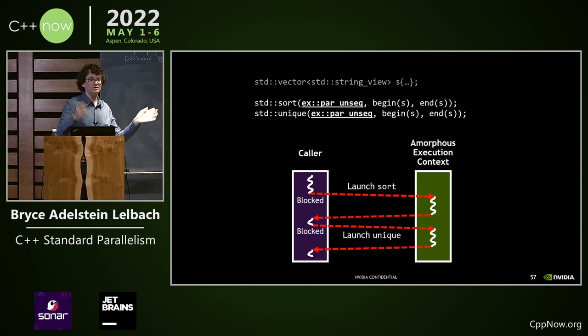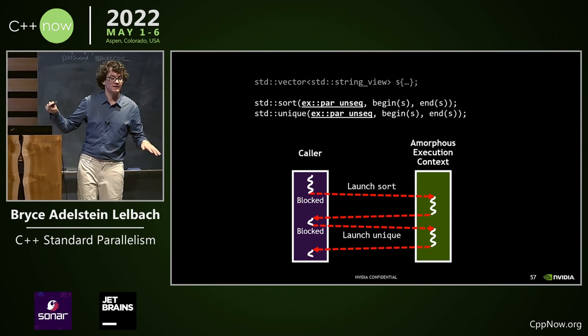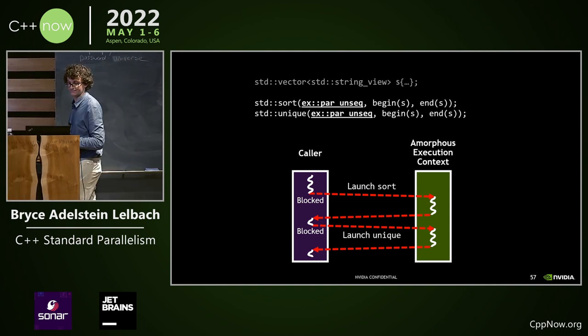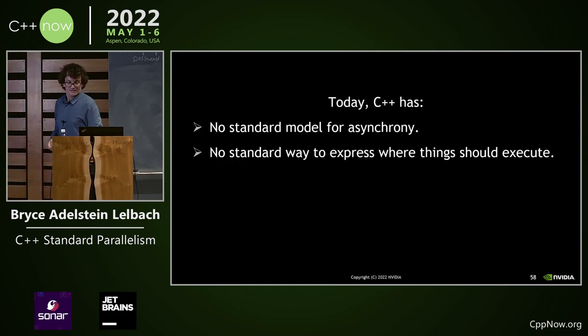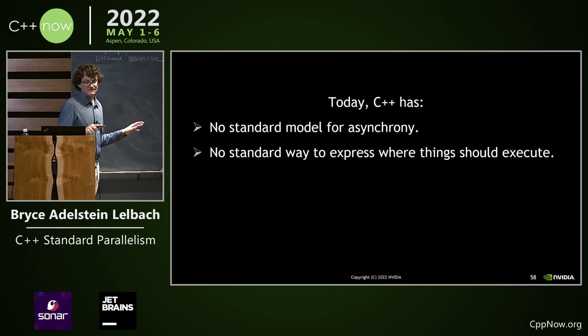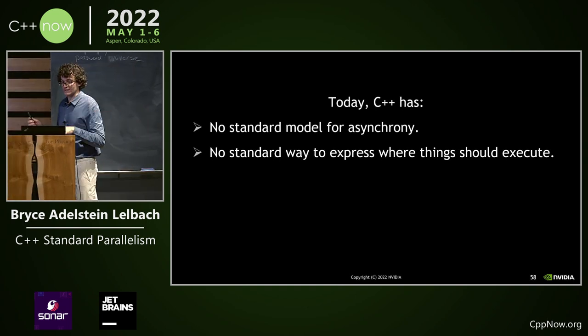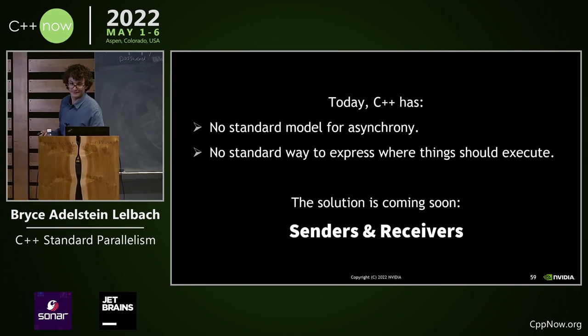Now, that's not even necessarily how it would have to work. An implementation could internally choose, hey, I'm going to run this on the CPU and this on the GPU. But there's no way for you to say that today. So today, C++ has no standard model for asynchrony and no standard way to express where things should execute.